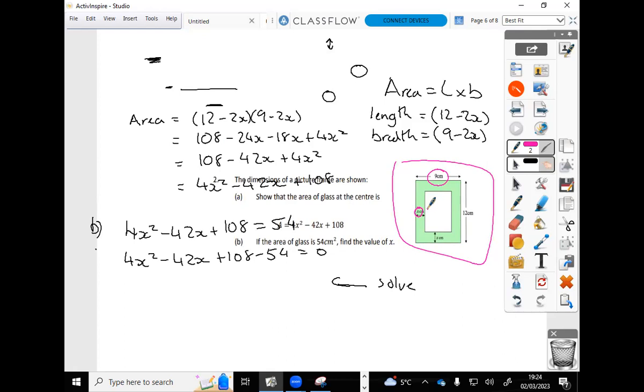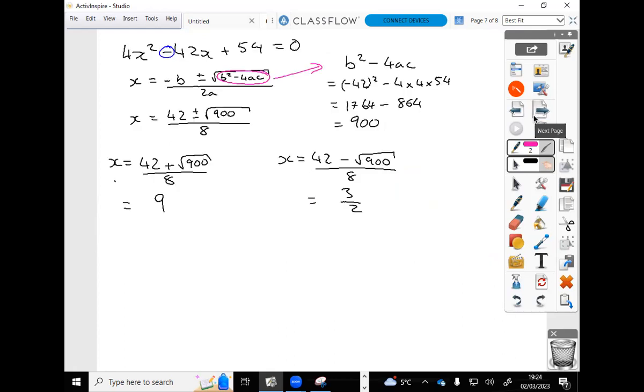So X cannot equal 9. That means x must equal 3 over 2. And remember, state that: the border is 3 over 2 centimeters wide. Or if you want to write that, 1.5.